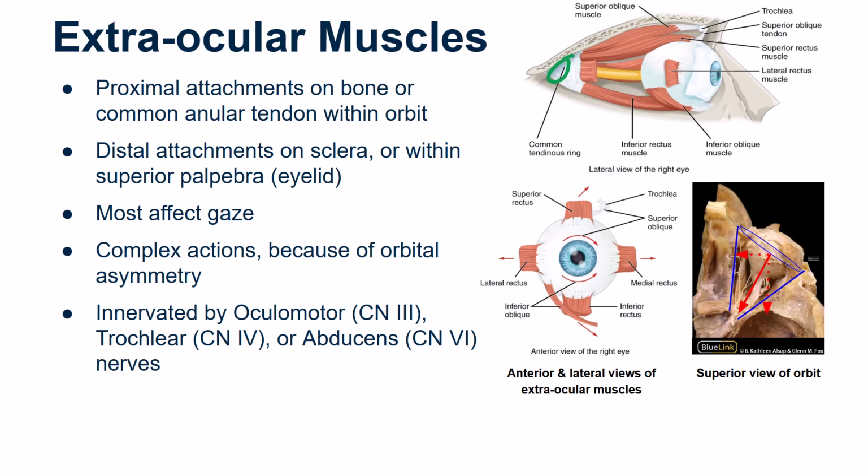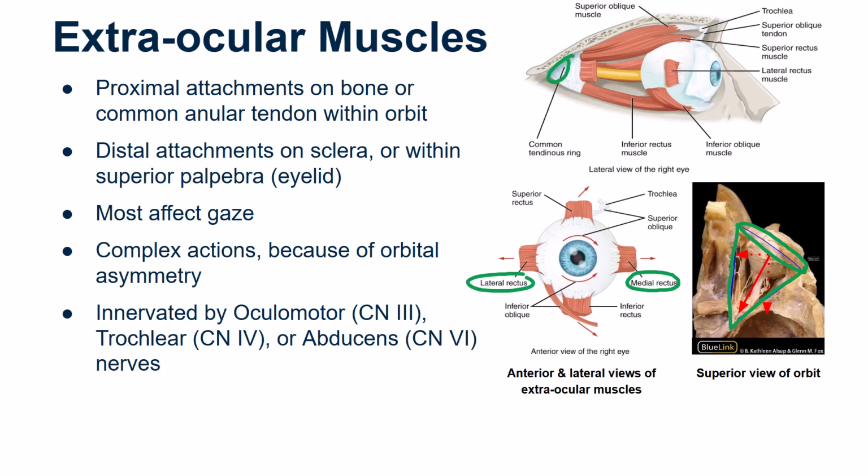All but two of these are going to have very complex actions because of the shape of the orbit. Keeping in mind that the orbit is an inverted pyramid, we can see that the apex of that pyramid is going to move medially. And so most of the muscles are going to have actions which can be broken down into separate vectors. The only two which have simple actions are that of the medial rectus and lateral rectus, as we see.